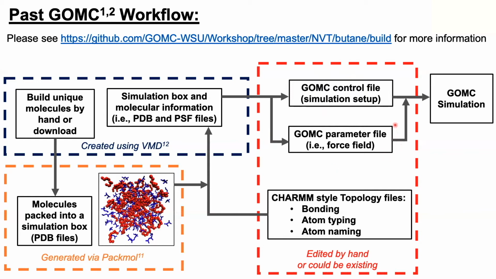Many times you'll probably be able to find an existing file, but if you're doing something special or different, you might have to generate this by hand. So you have to add this, and this data has to be entered in the control file as to where it is located. And then finally, you can execute the GOMC simulation by executing run on this file, and then you can run the GOMC simulation.